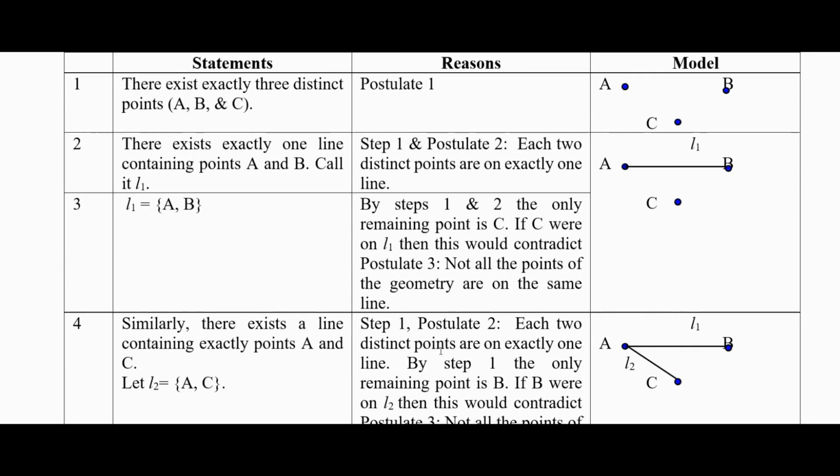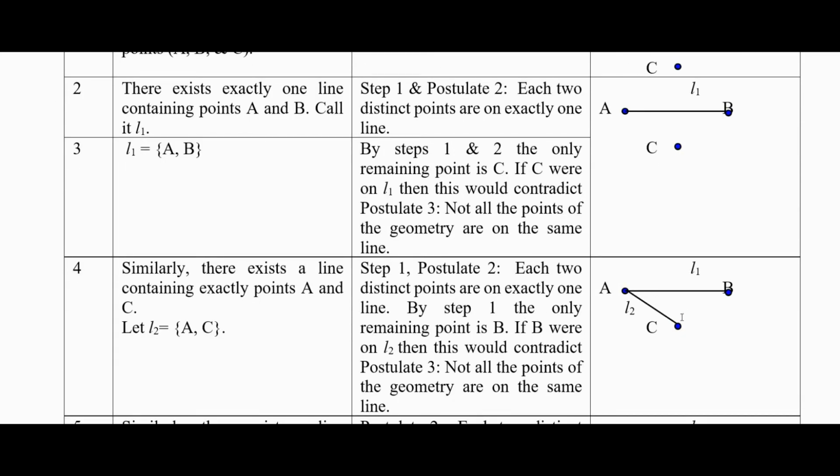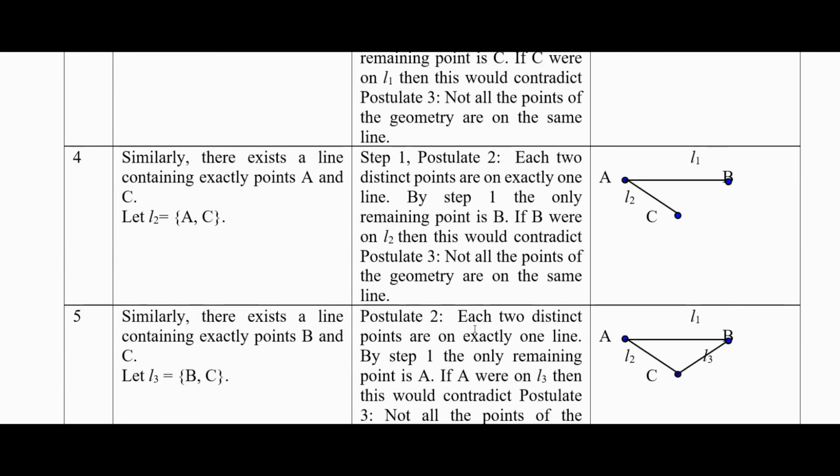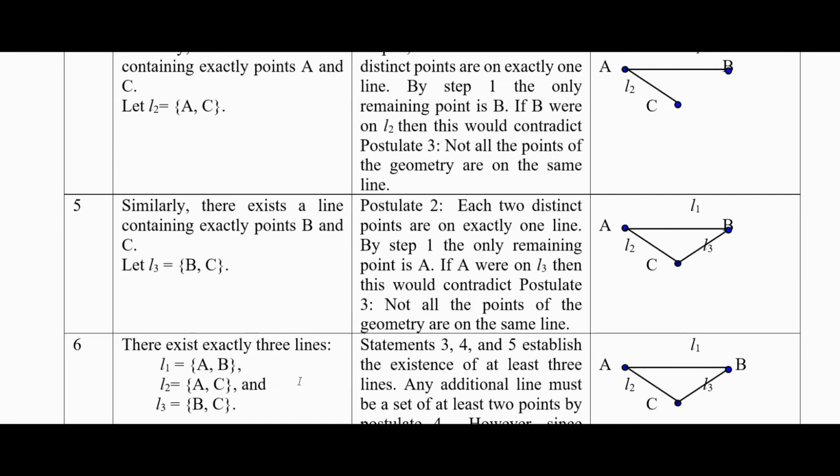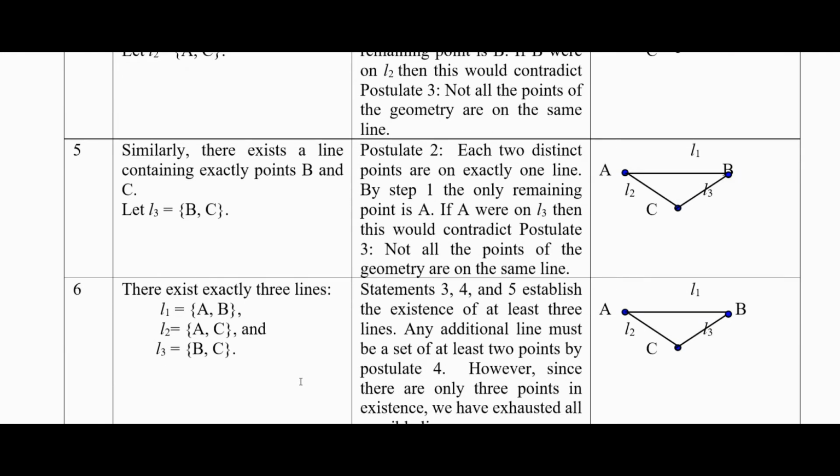We're going to do a similar setup using points A and C. There's a line L2, which is the set A and C. And then, again, the same reasons. For similar reasons, you can take points B and C and make one line, L3, that contains those 2. So now we've shown that there exist at least 3 lines.